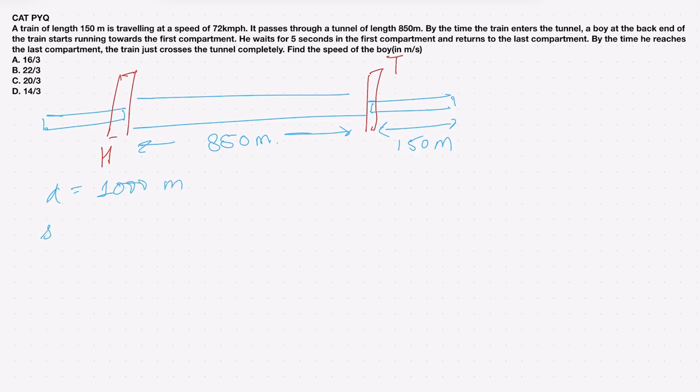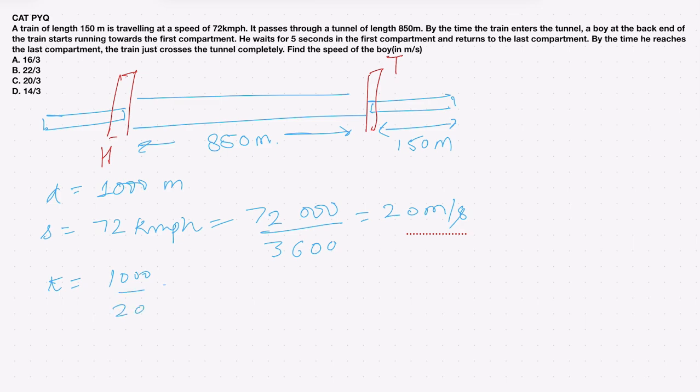And we know the speed of the train is 72 kmph. We will have to convert it into the same units, so we multiply by 1000 and divide by 3600 as well, so it becomes 20 meters per second. So total time taken by the train is 1000 by 20 is equal to 50 seconds. Amazing. And now we know that the boy started running in the beginning till the end, but he took a break of 5 seconds. That means total time he ran was 50 minus 5 is equal to 45 seconds.